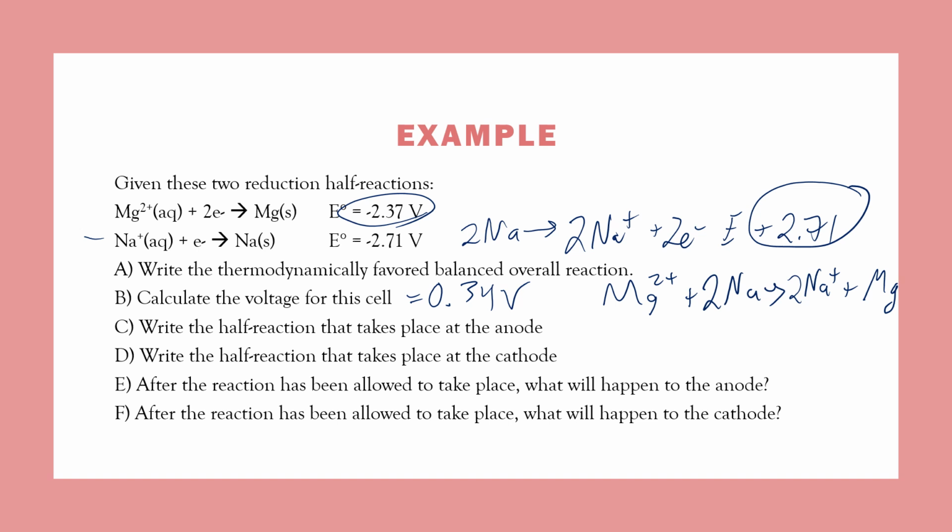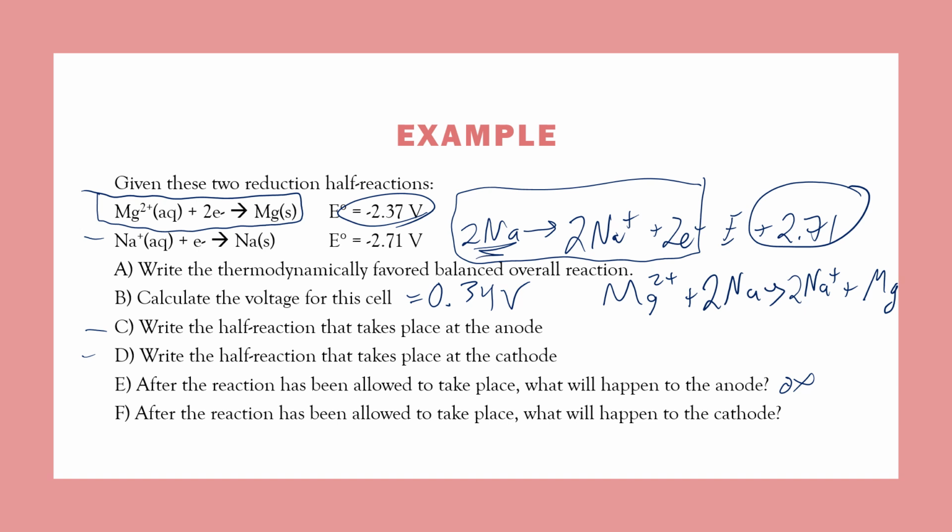Now the anode is the one that is oxidized, so this is our half reaction for the anode. And for our cathode, it is this magnesium half reaction right here, because reduction is gaining electrons. And as the reaction is going, what happens to the anode? Remember, anode is oxidation. So the sodium metal will decrease in size. It dissolves into ions. And the cathode is reduction. And so the cathode is actually getting bigger because you're creating more solid magnesium, so it's increasing in size.